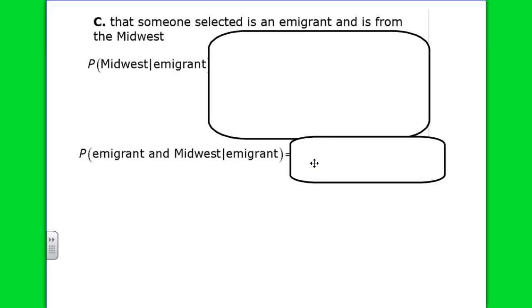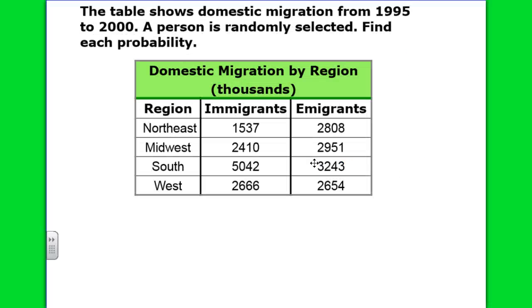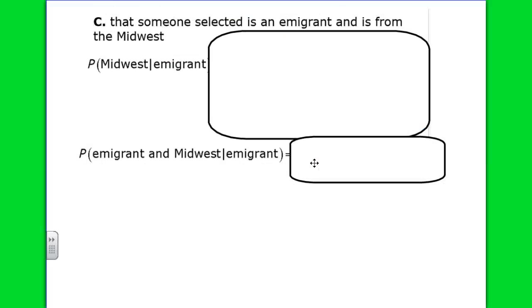Okay. What is the probability that someone selected is an immigrant and is from the Midwest? So just somebody randomly selected is an immigrant and from the Midwest.